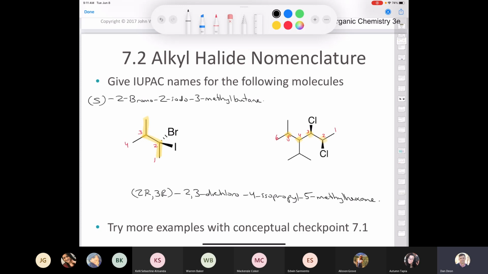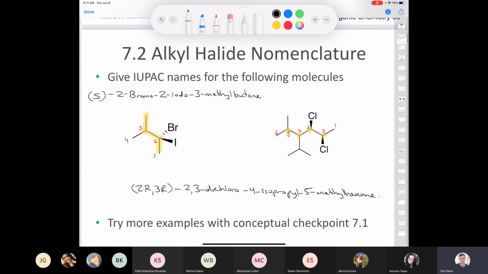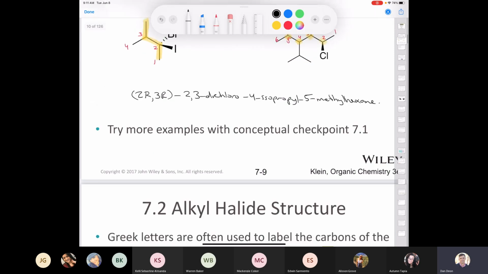A little bit of alkyl halide nomenclature on a Tuesday morning. Could anything be more exciting? Probably not.